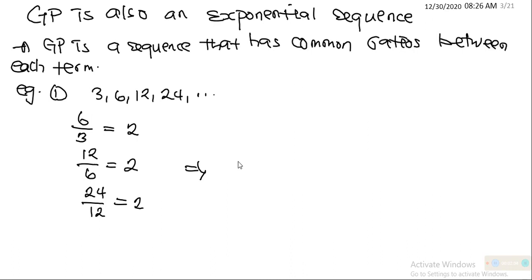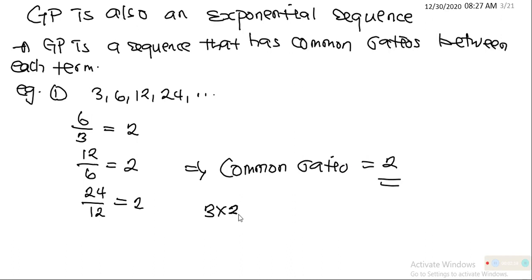So this is a GP, a geometric progression, and the common ratio is 2. That means if you multiply 3 times 2, you have 6. 6 times 2, you have 12. 12 times 2, you have 24. So that is that for that.